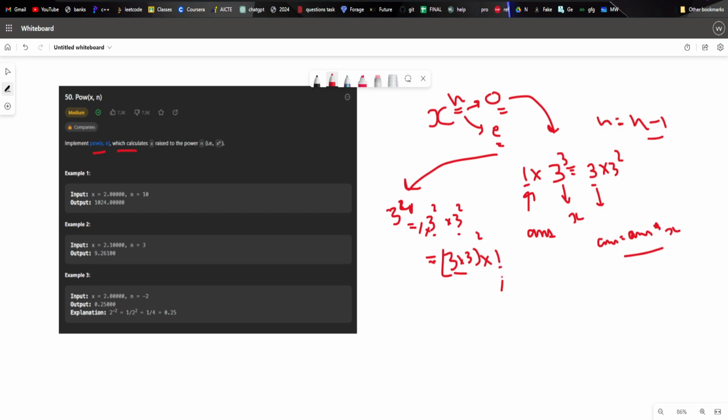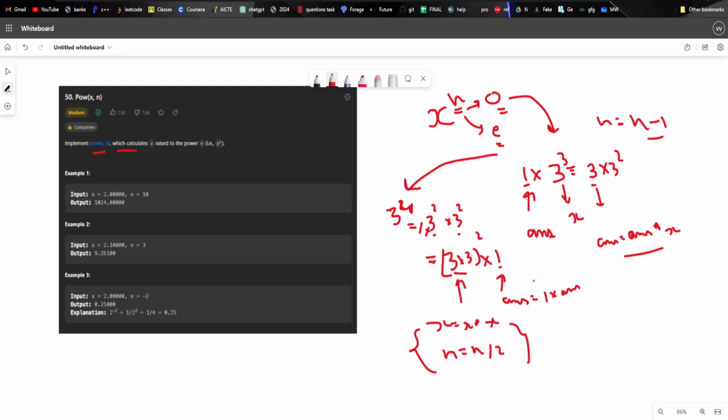The answer will remain the same: answer equals 1 multiplied by answer. But here, as you can see, what is changing? My x is changing to x multiplied by x. This is something I have to keep in mind, as well as my n changing. How is my n changing? My n will be n divided by 2. So these are the two changes I have to keep in mind.